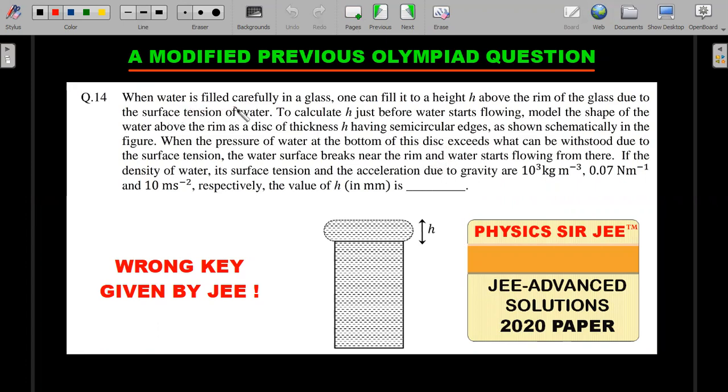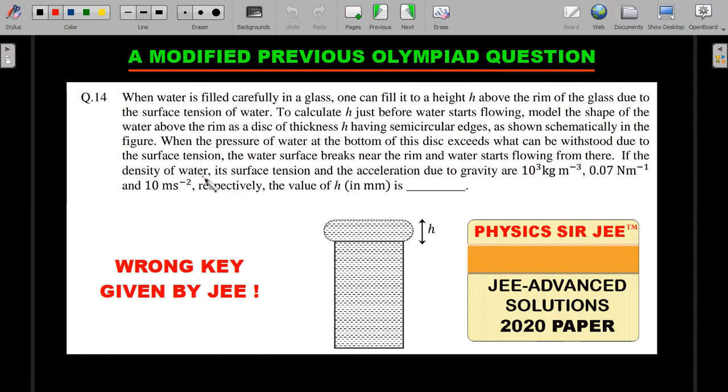When water is filled carefully in a glass, one can fill it to a height h above the rim of the glass due to the surface tension of water. To calculate h just before water starts flowing, model the shape of water above the rim as a disk of thickness h having semicircular edges, as shown schematically in the figure. When the pressure of water at the bottom of this disk exceeds what can be withstood due to the surface tension, the water breaks near the rim and the water starts flowing from there.